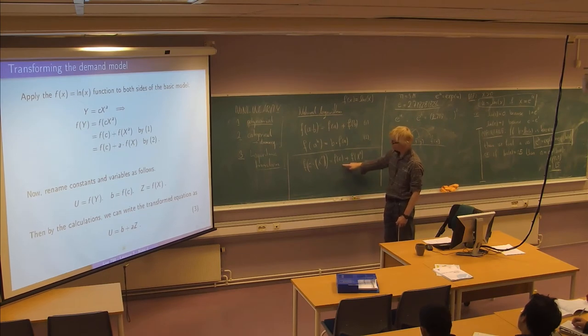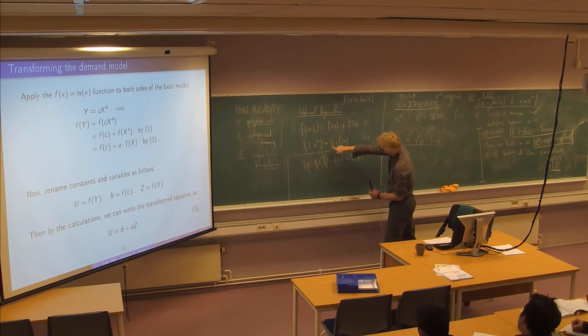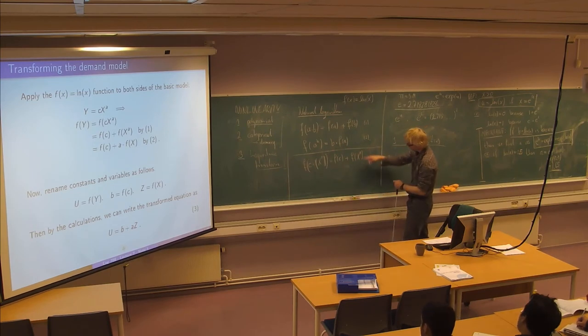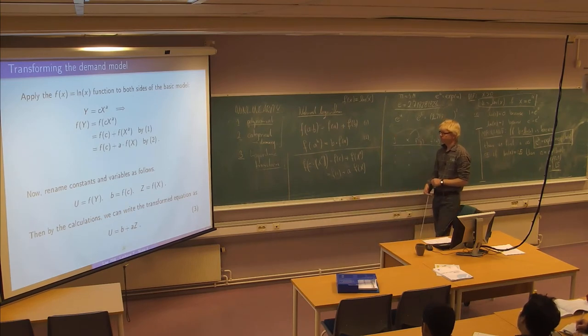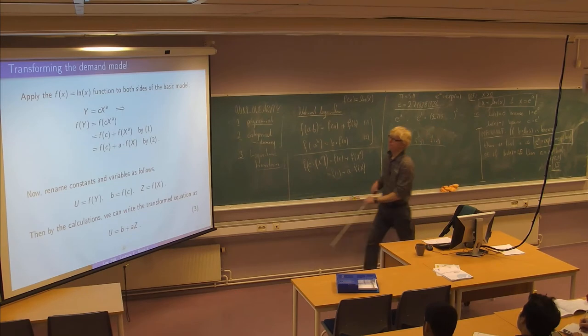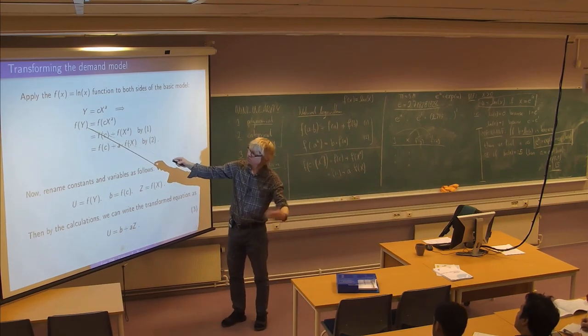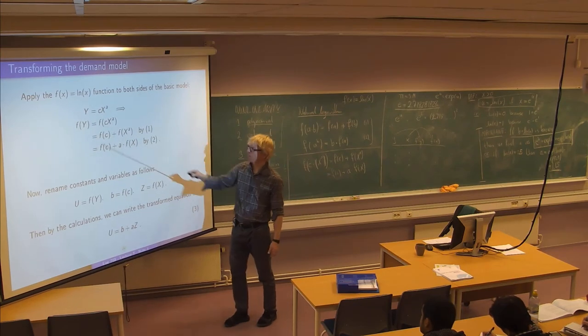Now, f of c is just a constant, but here it says f of x to the a. Well, x to the a is clearly a power, so I can use this rule here to take the exponent in front and then just f of the base number. The a's play different roles in these two equations, but it's just a power. So it's going to be f of c plus a times f of x. So by properties 1 and 2, we use both of these and arrive here. If you look at this, it says f of y, which is going to be my new dependent variable, is a constant plus a constant times f of x. So it's a linear relationship between f of y and f of x.